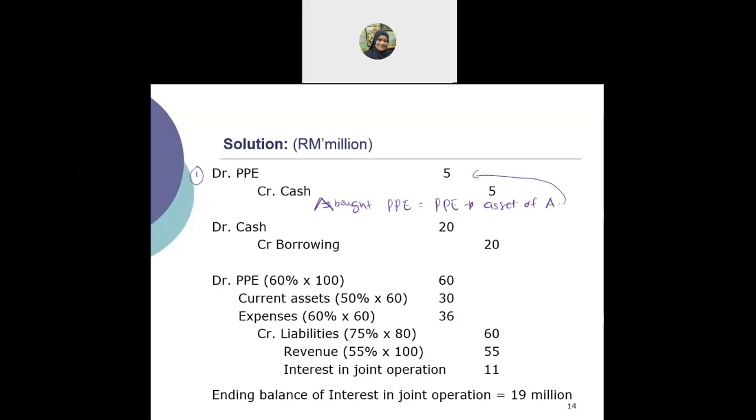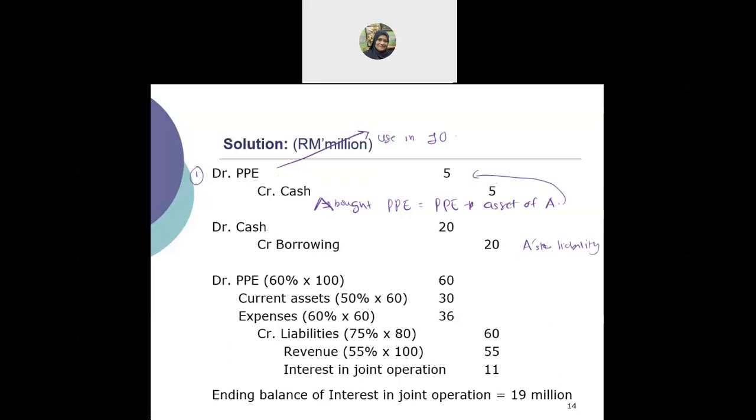Okay, the second thing, the purpose of this PPE is you're going to use it. You bought it in your company, but later on you want to use it in joint operations. Okay, the second one, they also incurred some liability from borrowings. So you're going to incur a liability once you borrow here. This becomes a liability. So once you incur a liability, you're going to debit cash, you're going to receive cash, and then credit borrowing.